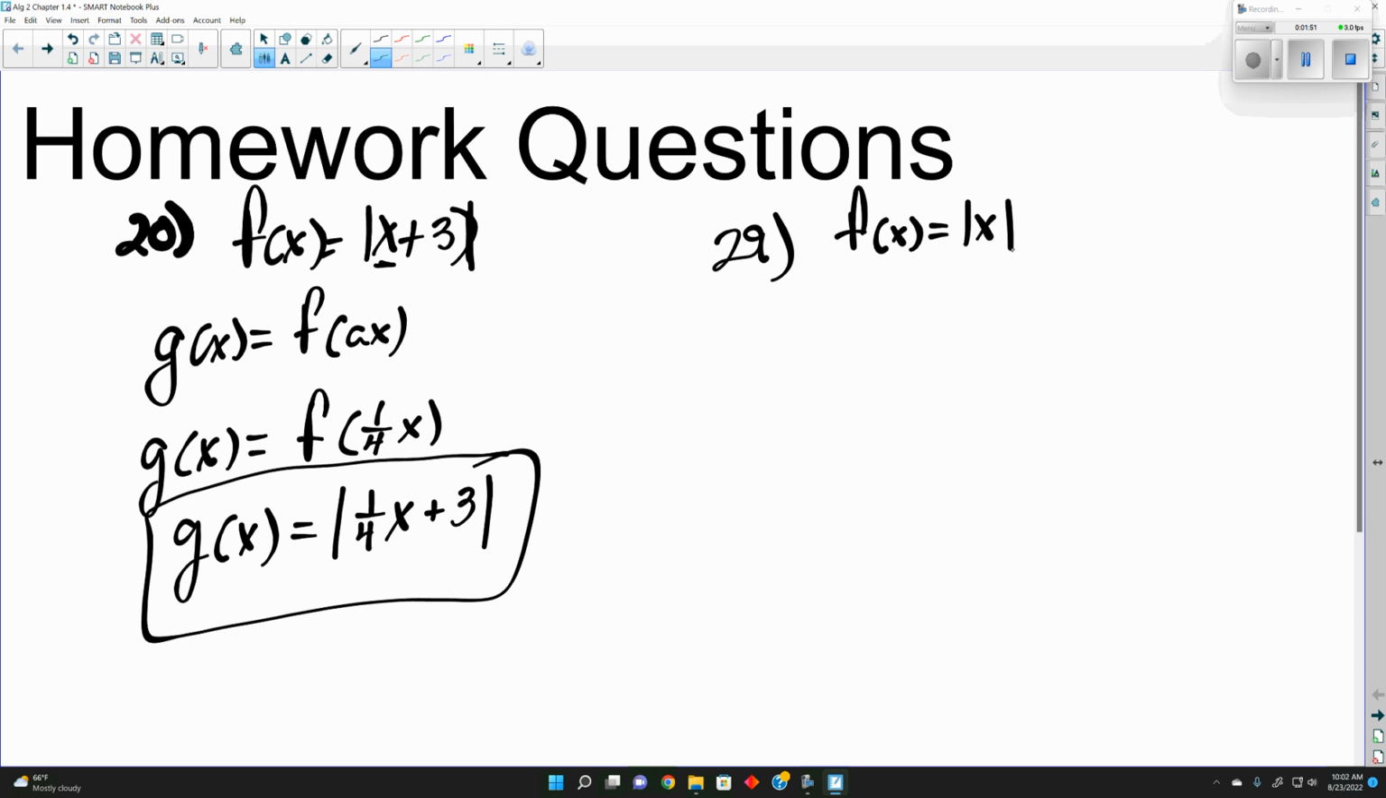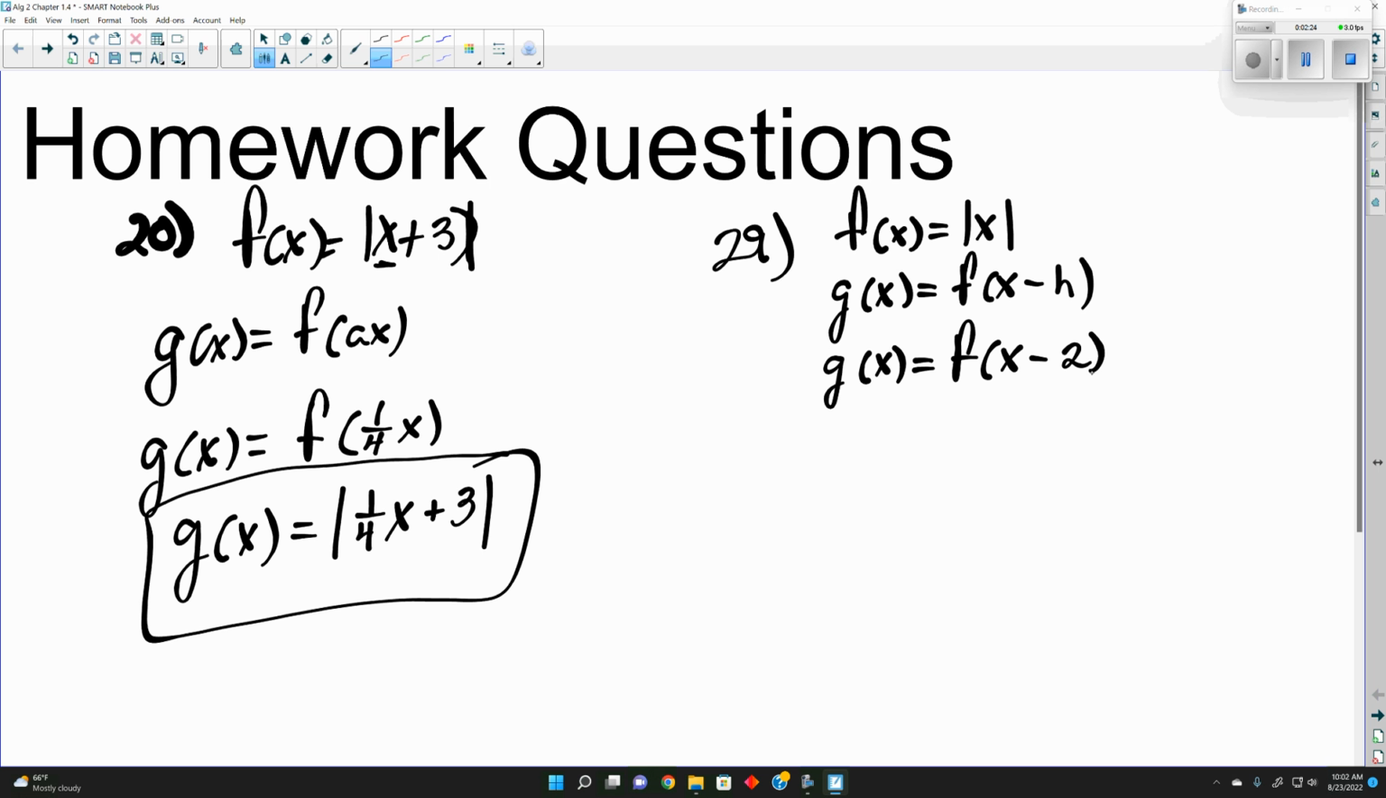For 29, we have a translation of 2 units to the right, followed by a horizontal stretch by a factor of 2. So 2 units to the right is going to be our f of x minus h, where h is the value of the translation left or right. Since it's 2 units to the right, the value of h is going to be positive 2, or just 2.